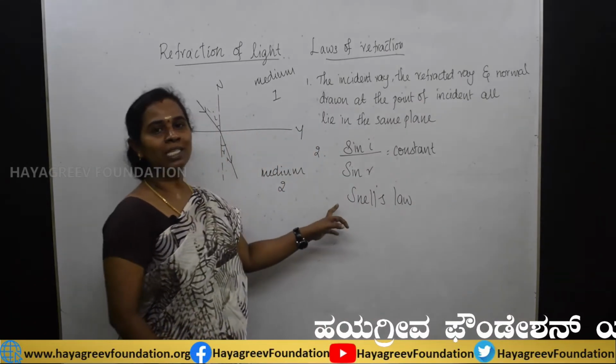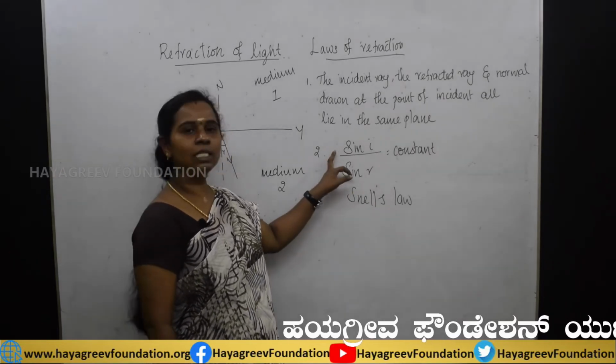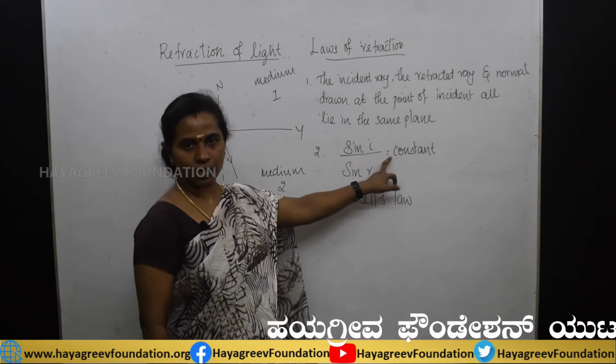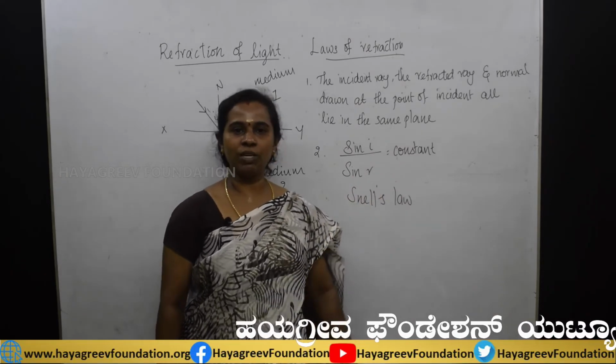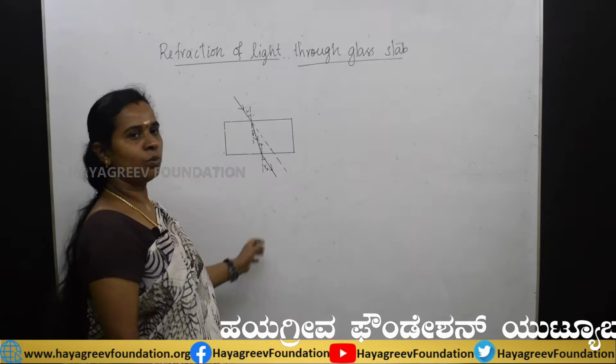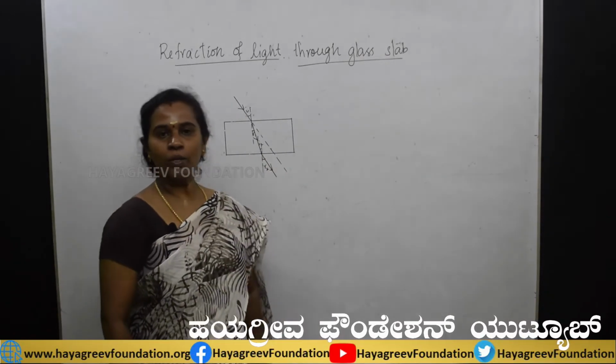So define Snell's law, they may even ask. Snell's law is the ratio of the sine of the angle of incidence to the sine of the angle of refraction, which is constant between any two media. Now I am going to explain refraction of light through a glass slab.